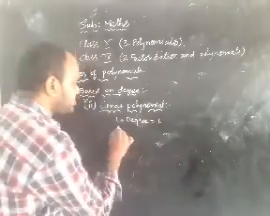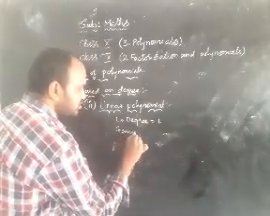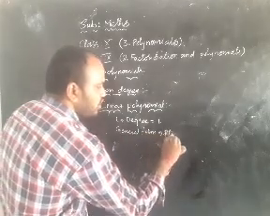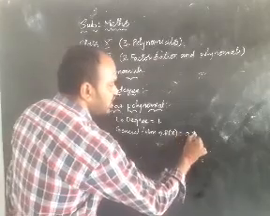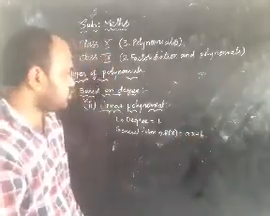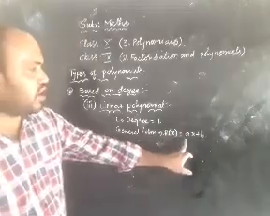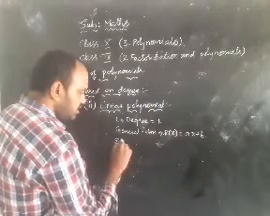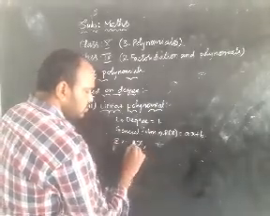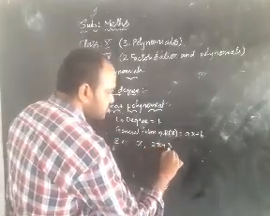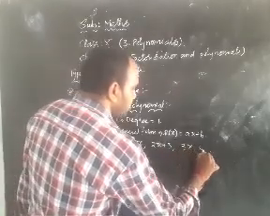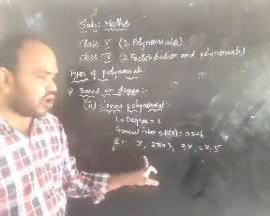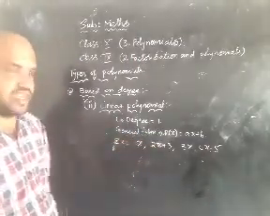And its general form of the polynomial will be P of x is equal to a into x plus b. The examples are x, 2x plus 3, 3x, 4x minus 5. So it is a linear polynomial whose degree is 1 here.